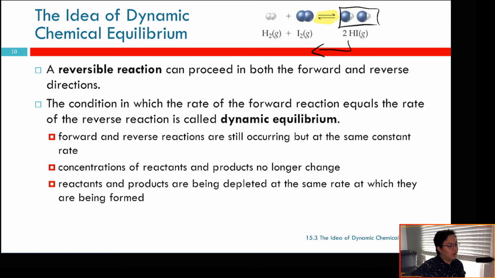The condition in which the rate of the forward reaction equals the rate of the reverse reaction is called dynamic equilibrium. So the forward and reverse reactions are still occurring, but at the same constant rate. Concentrations of the reactants and products no longer change. Because if you think about it in a one-to-one sort of sense, when we get to the point where, let's say we get the hydrogen and the iodide, and these are going forward at, let's just say, one reaction per, there's really not enough space for this.